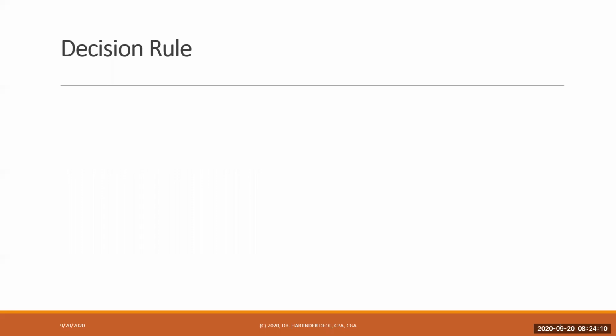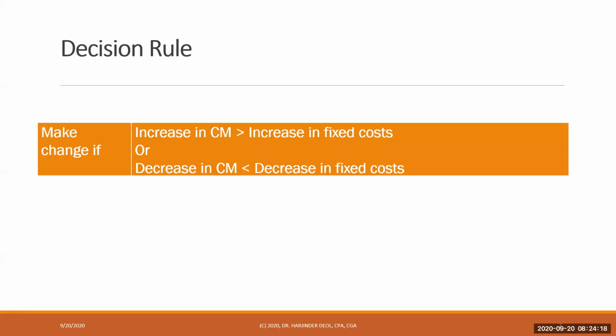So how do we decide whether a change should be implemented or not? The driving decision rule is that you would make the change if, as a consequence of the change, the increase in contribution margin is greater than the increase in fixed costs. So it's basically down to the cost volume profit cost-benefit analysis. If the total costs of the decision are less than the total benefits from the decision, you will go ahead and make the change. Otherwise, you would not.